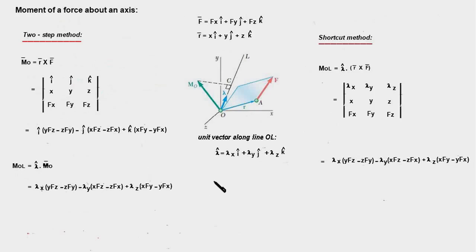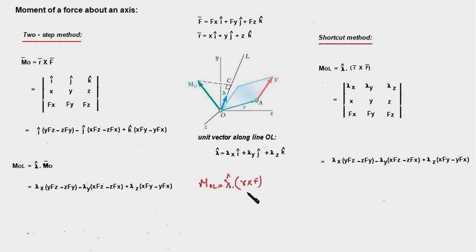We are interested in computing the moment of a force about an axis, and the procedure involves two vector operations. One is R cross F, and then we dot it with a unit vector lambda. So when these two vectors are dotted, they give us the moment of the force F about the line OL. So we want to perform these two operations, first a cross product and then a dot product.